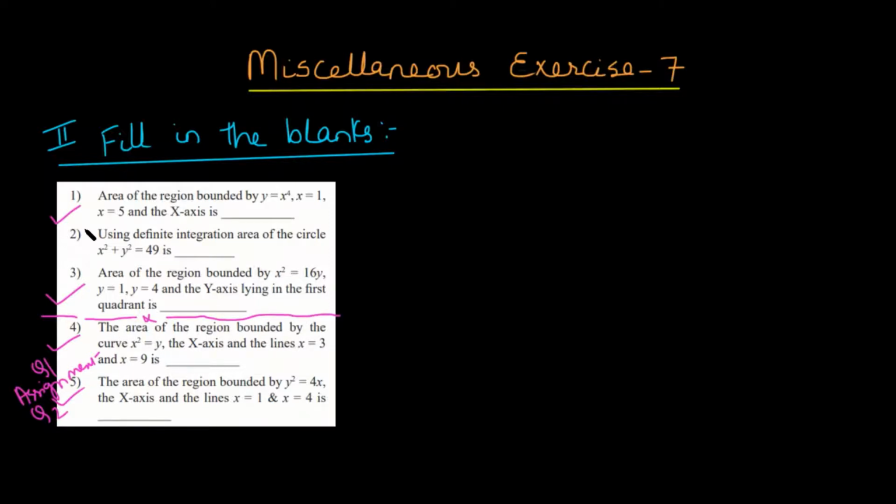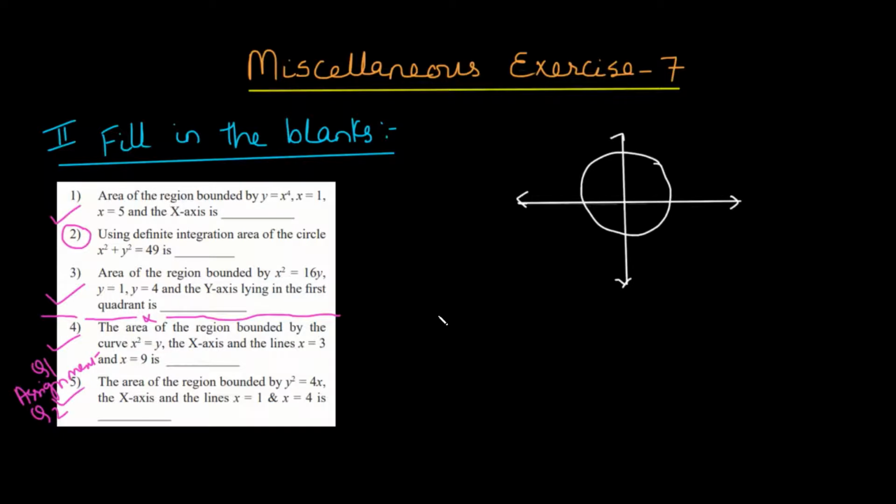So we come to the second question. Using definite integration, the area of the circle x square plus y square is equal to 49 is dash. Again, it is very similar to a sum which we had done earlier, but yet I'll help you out with this sum. Suppose we draw a rough figure of the circle so that we can understand what is to be done over here. Suppose this is a circle.